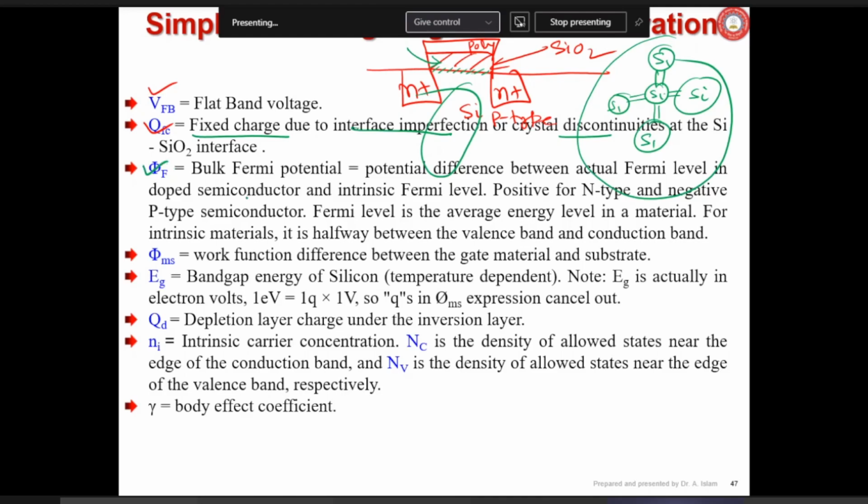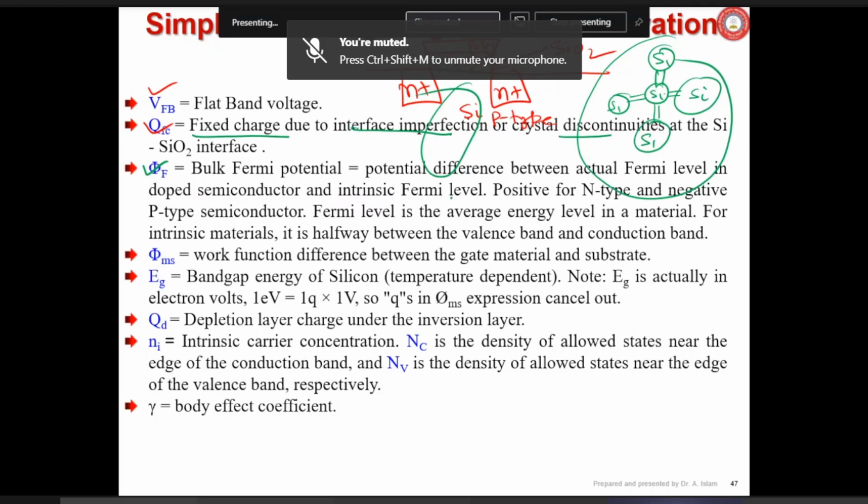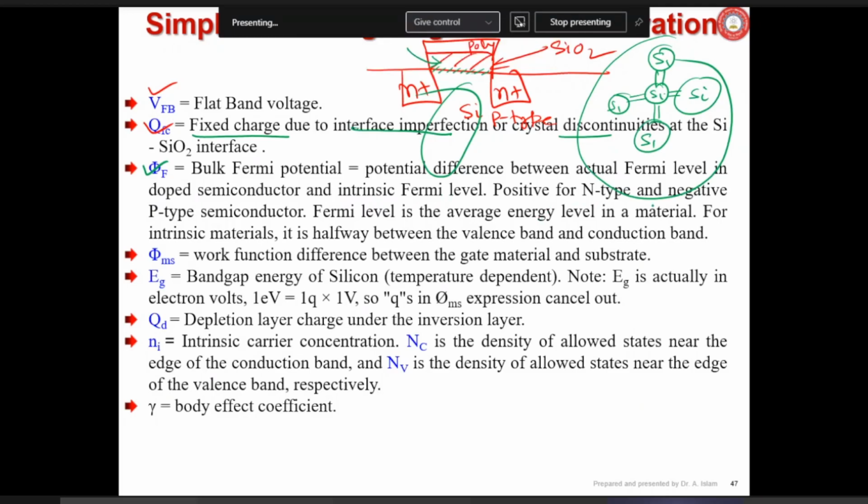Then phi F is the bulk Fermi potential. It is a potential difference between the actual Fermi level in the doped semiconductor and the intrinsic Fermi level. Positive for N-type and negative for P-type semiconductors. Fermi level is the average energy level in the material. For intrinsic material, it is halfway between the valence band and conduction band. Do you understand or not?